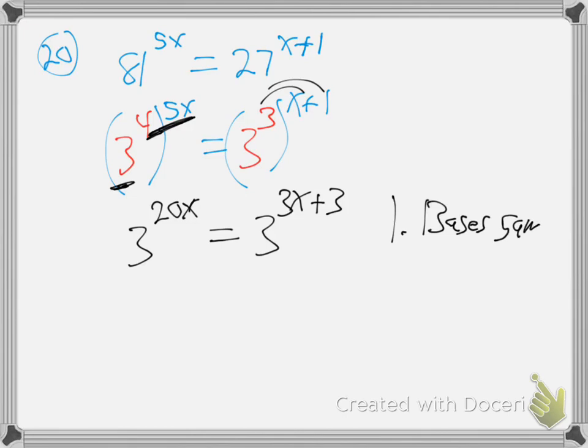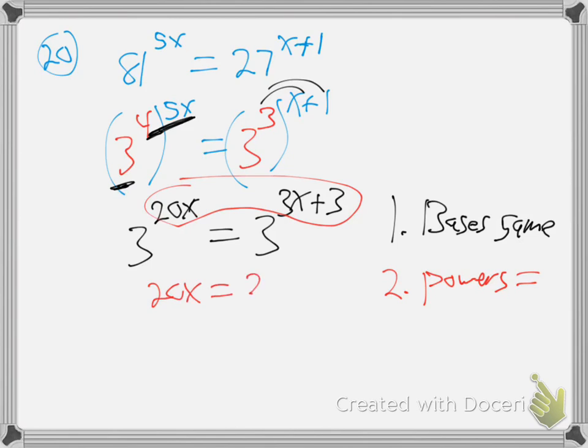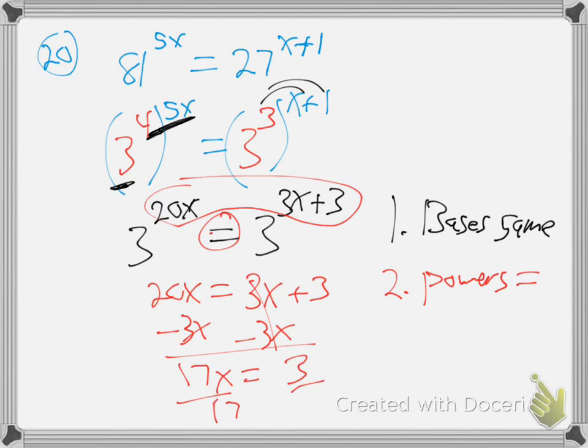Base is the same. So now step 2. Powers equal. So the powers have to be equal. Like that. Solve for x. Right? Because if these things are equal and the bases are equal, the powers have to be equal too. Or they wouldn't be coming out equal. 17x is 3, so x is 3 divided by 17.